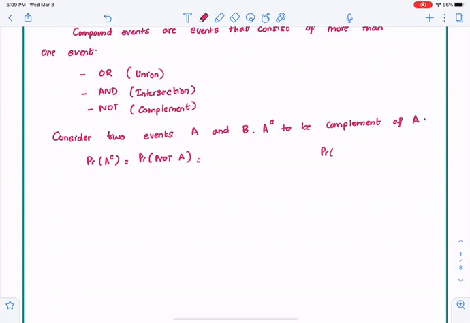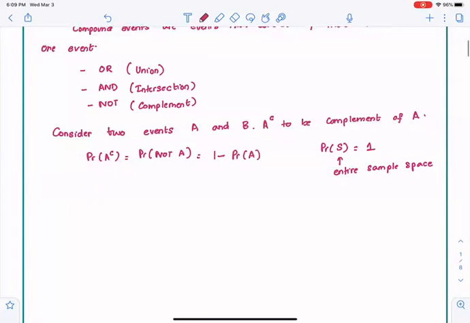The probability of choosing everything from the sample space is 1. I'm going to do an example in a bit. So the probability of choosing the entire sample space is 1. So if I'm going to pick everything that is not A from the sample space, it would simply be 1 minus the probability of choosing the event A.